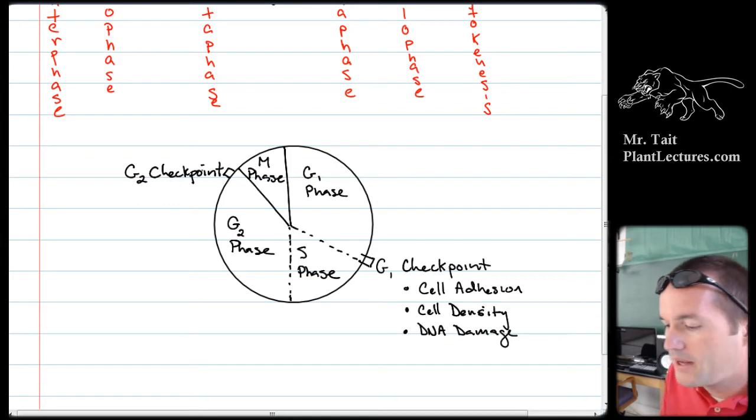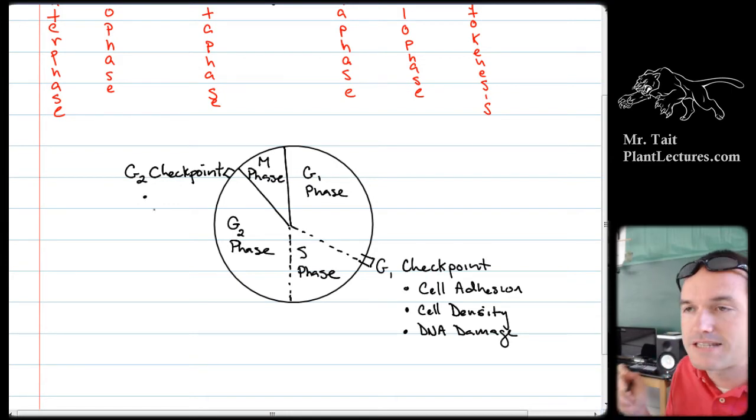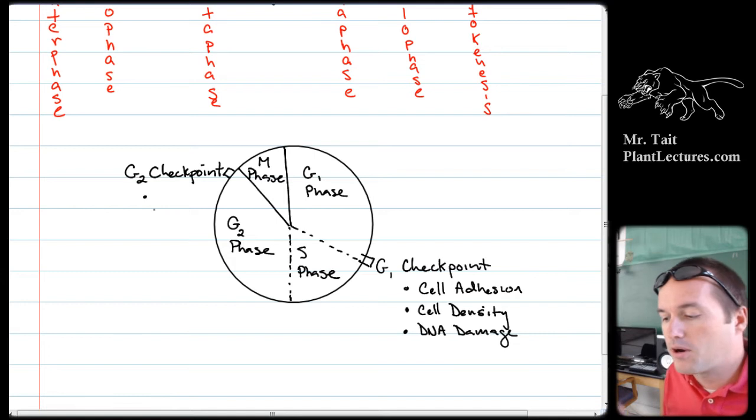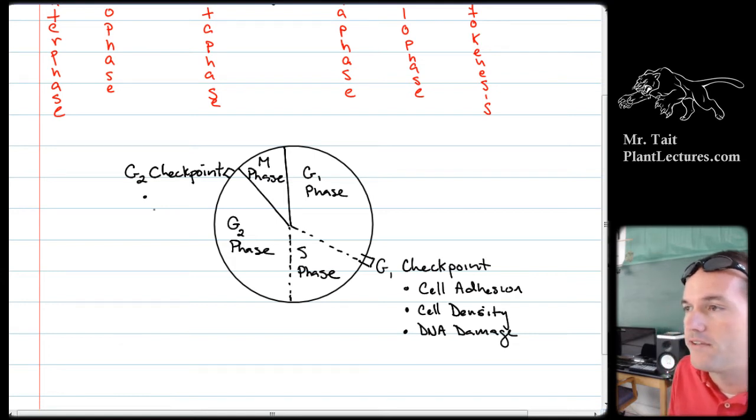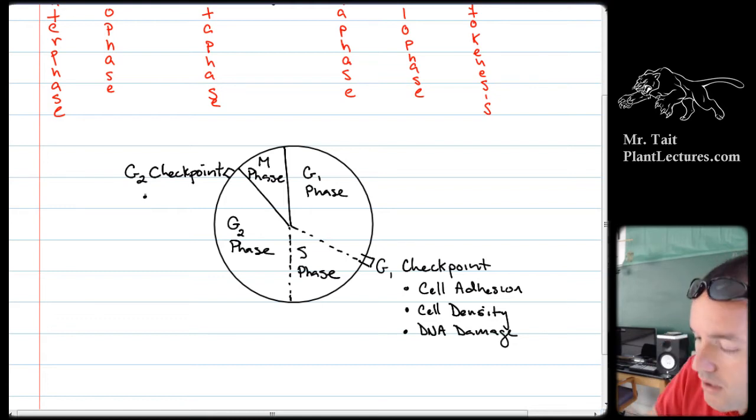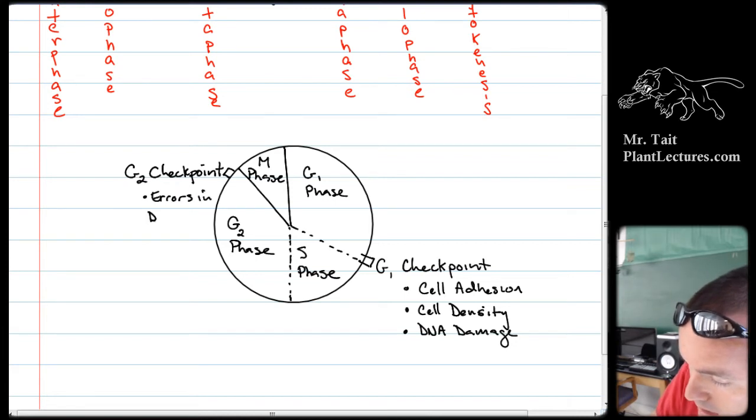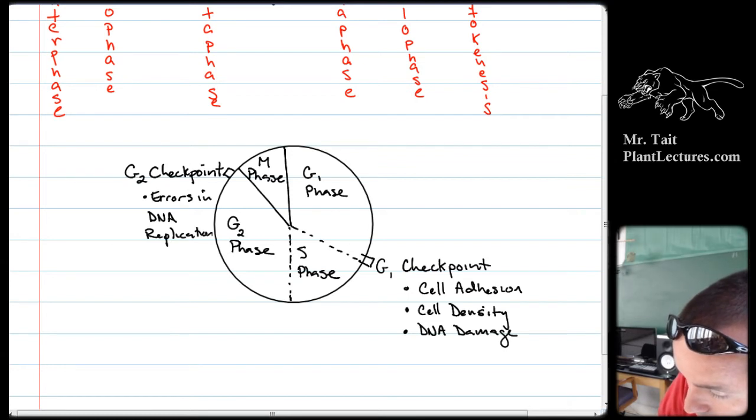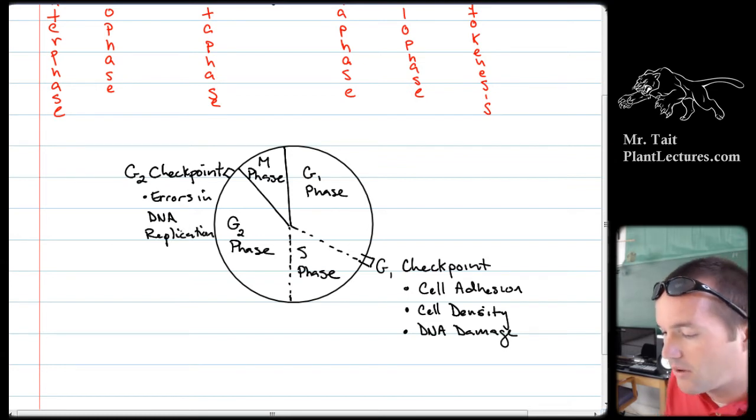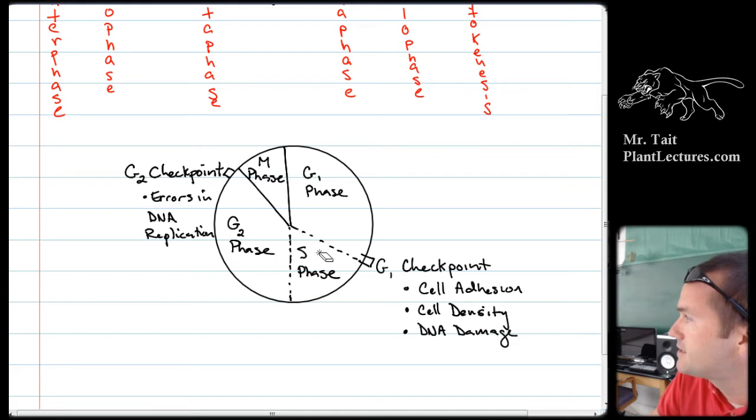And the G2 checkpoint checks for the last final little bit to say, hey, if we're going to go ahead and divide, we're going to make 2 more cells here. Let's make sure we did everything correctly. Okay, so a lot of the problems that are going to happen in the G2 checkpoint are errors in DNA replication. Okay, and it's going to check to see, okay, well, we went through S phase. Did everything get replicated properly? If so, that's fine. We can move on.